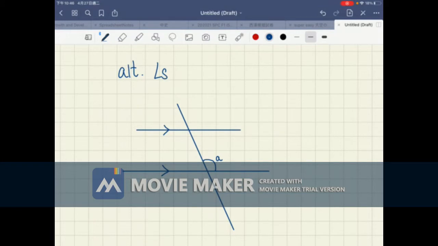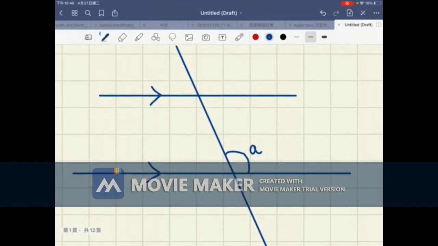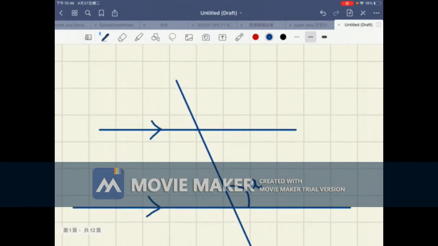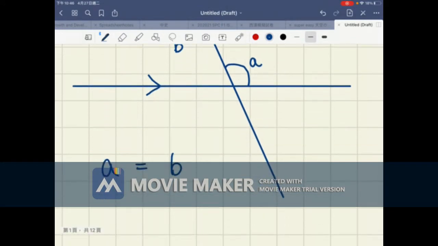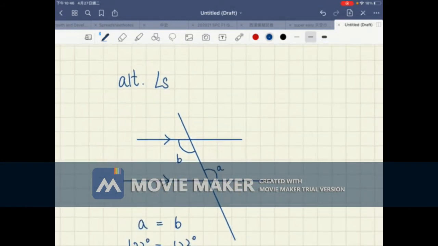The first one, alternate angles. When we are talking about alternate angles, you can look at this example, such that angle A is here. Its alternate angle will be here. Suppose this angle is called B, they actually have the same degree, have the same angle. If A is 123 degrees, B is also 123 degrees because of alternate angles.